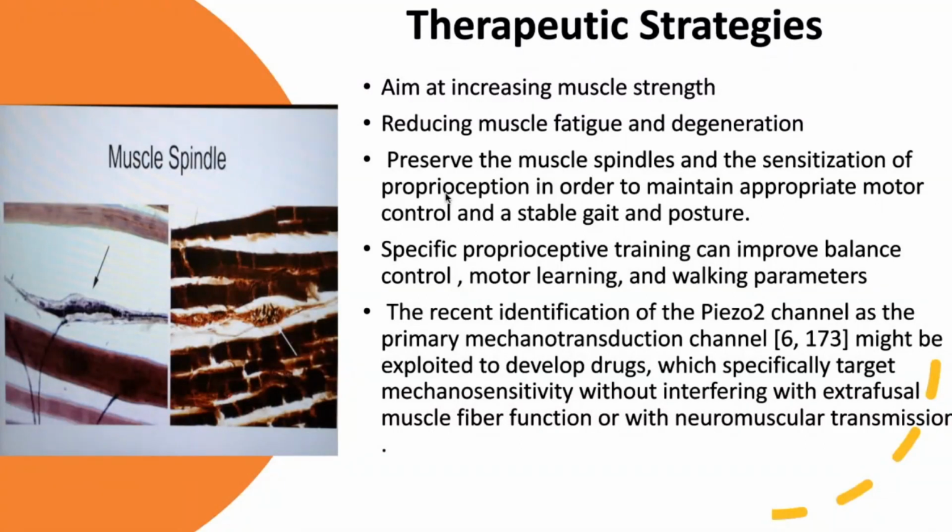So they're going to be using a drug right now called Piezo-2, the primary mechanotransduction channel. It might be exploited to develop drugs which specifically target mechanosensitivity, interfering with extrafusal muscle fiber function or with neuromuscular transmission. This drug either directly affects the Piezo channel or indirectly, for example, via GI-coupled receptors.